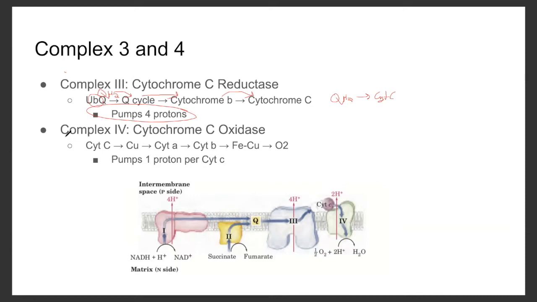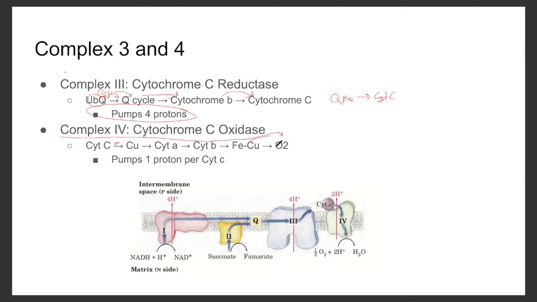Complex 4 is actually the last one. The only reason this is super important is that this is where we produce water. So cytochrome C passes its electrons to copper. Copper passes it to cytochrome A. Cytochrome A passes it to B. B passes to the iron copper cluster. And then the last acceptor is oxygen.